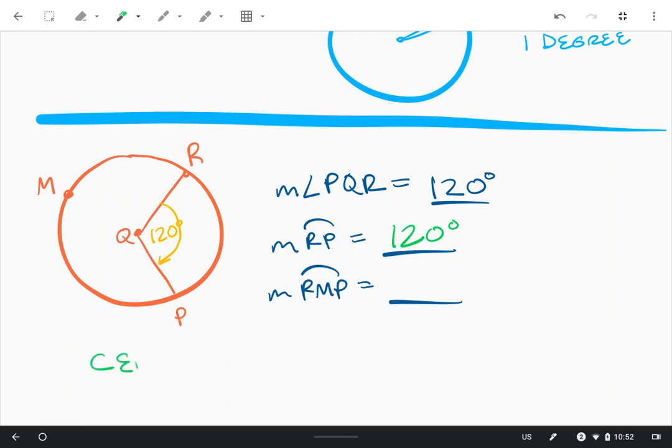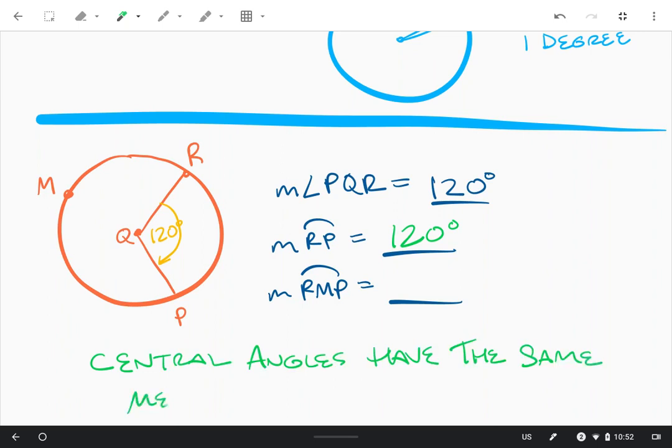So I'm going to write that down here. Central angles have the same measure as their arc. So because this is a 120 degree angle, then this arc, RP, is also 120 degrees.